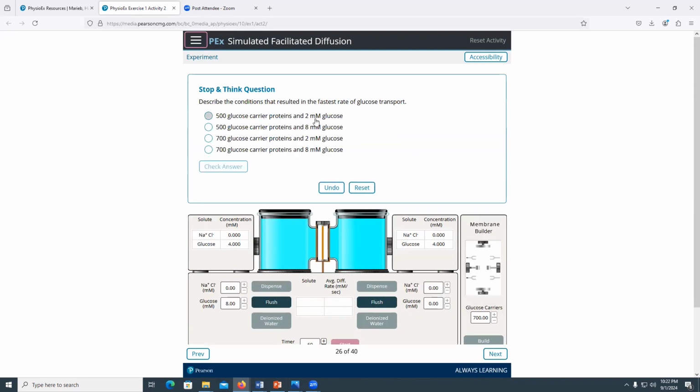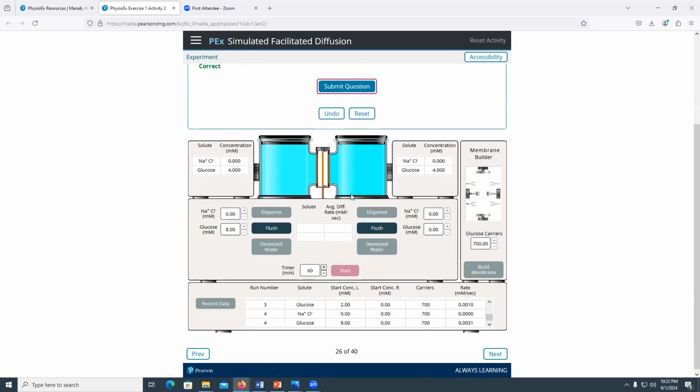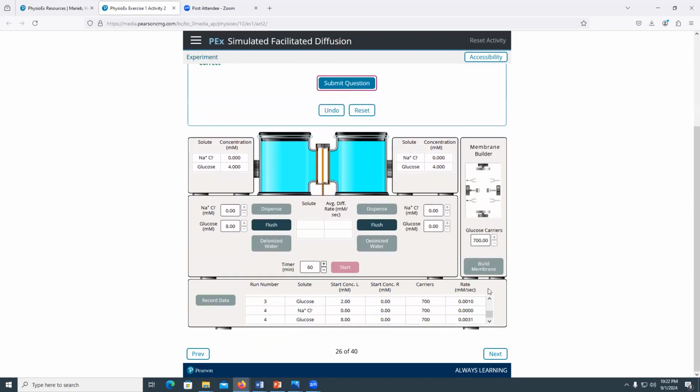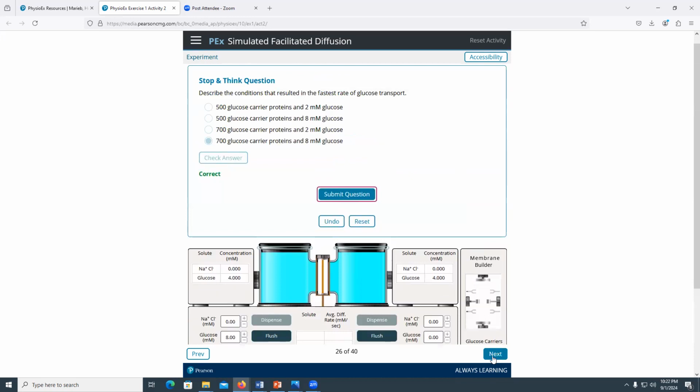Now, describe the conditions that resulted in the fastest rate. Obviously, the more you increase the carriers, the faster the reaction rate, and the more you increase the substrate, the glucose, the faster it is too. So it's definitely this one. The more glucose carriers and the higher glucose concentration will lead to the most optimal condition, leading to the fastest reaction rate.